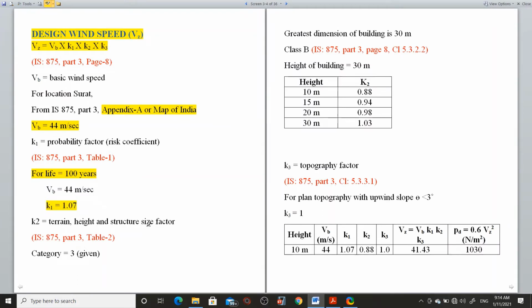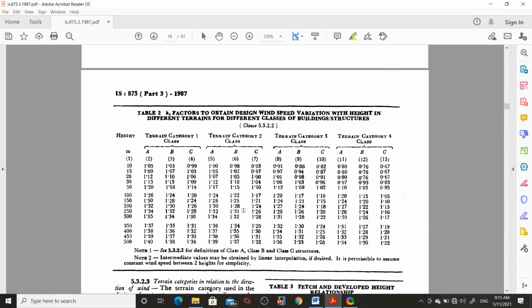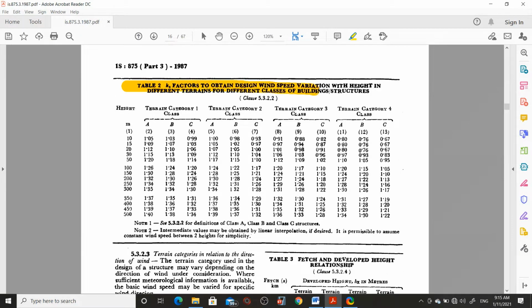Next we have to find K2. For K2 we go to Table 2: factor to obtain design wind speed variation with height in different terrain for different classes of building and structure. First we need the height. The height of the building is 30 meters.